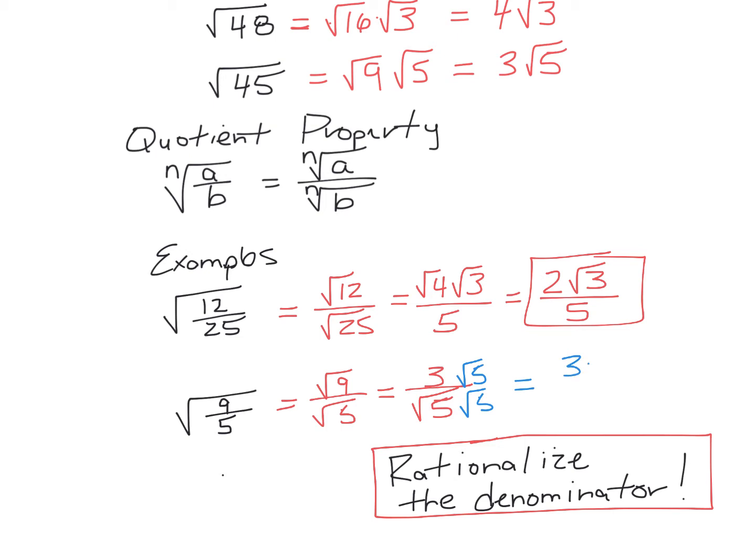So on the top I'd have 3 root 5. On the bottom I have root 5 times root 5, which is root of 25, which comes out to be 5. So that is a way to get rid of that radical in the denominator, called rationalizing the denominator.